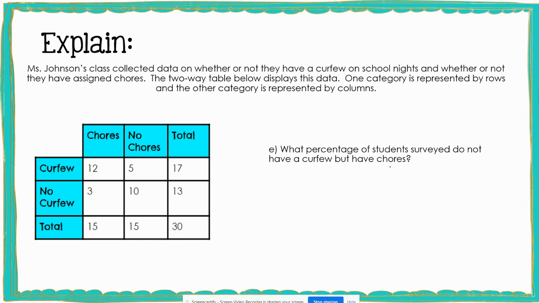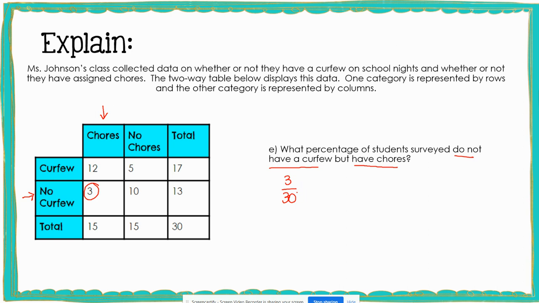E says what percentage of students surveyed do not have a curfew but have chores. So we're looking for do not have a curfew but that do have chores. So no curfew is on this row, but having chores is on this column. So where they meet is right here. That means there are 3 students who have no curfew but chores, and that is out of 30 total students.